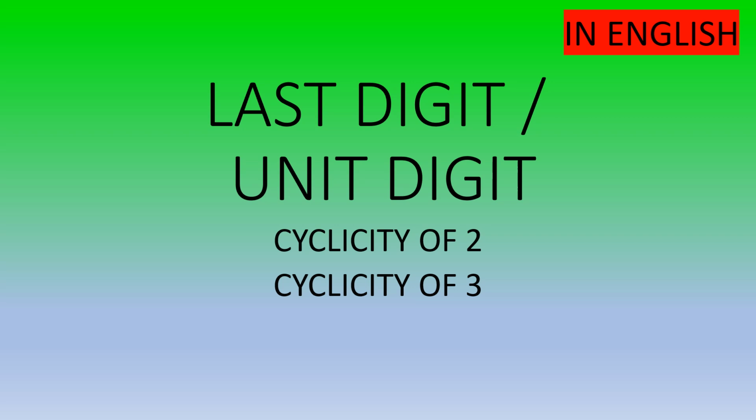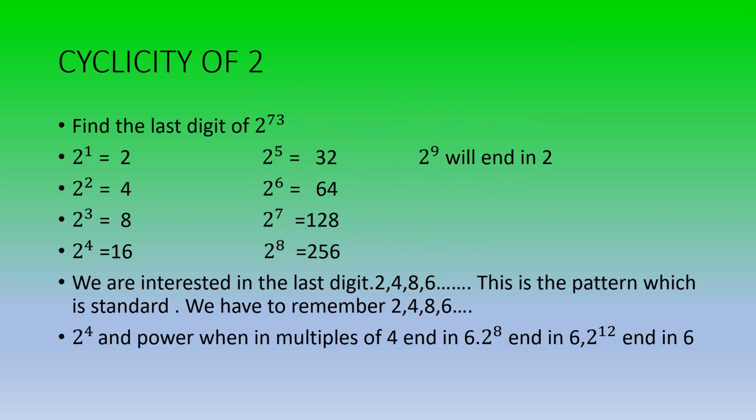We shall be talking about the last digit, or the unit digit, of a number, cyclicity of 2 and cyclicity of 3. Find the last digit of 2 raised to power 73. We are not concerned with what the value of 2 power 73 is, neither are we asked to find it out. We have just to calculate the last digit of 2 raised to the power 73.